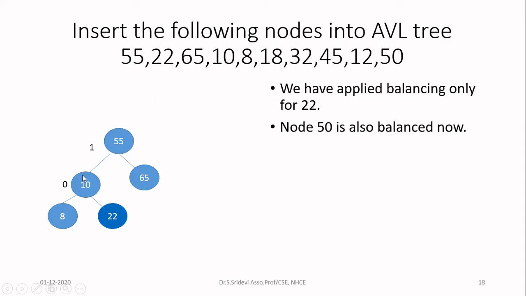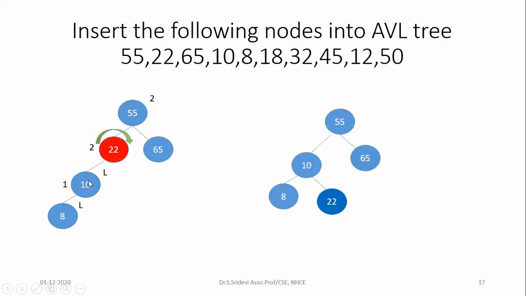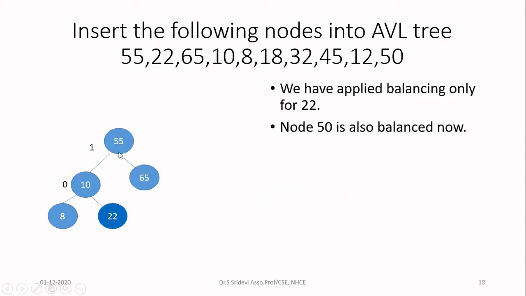So here, for the node 55, the balance factor is 2 links in the left and 1 link in the right. So 2 minus 1, it is 1. Then for node 65, it is the leaf now. So balance factor will be 0.